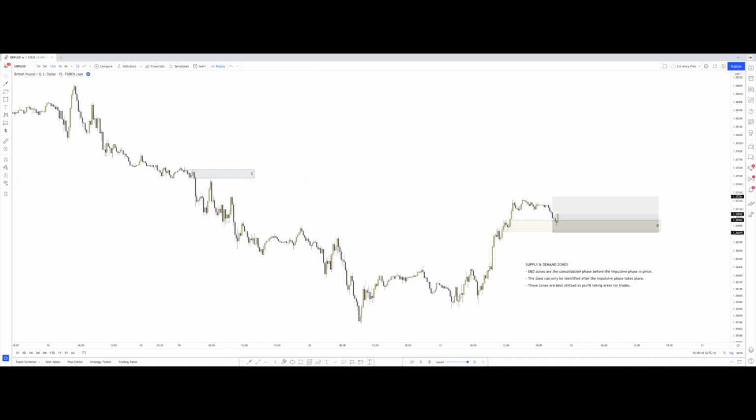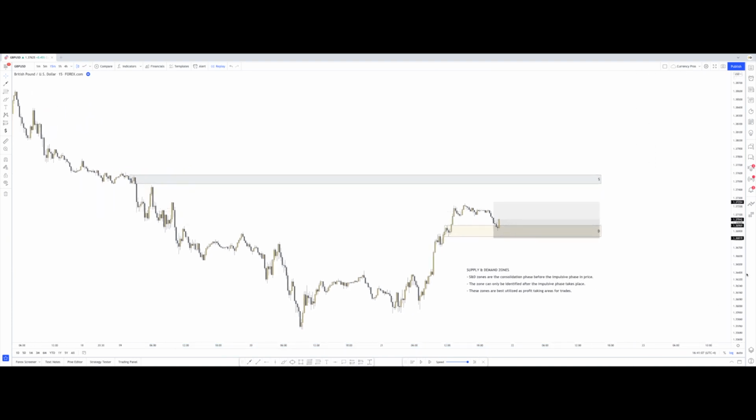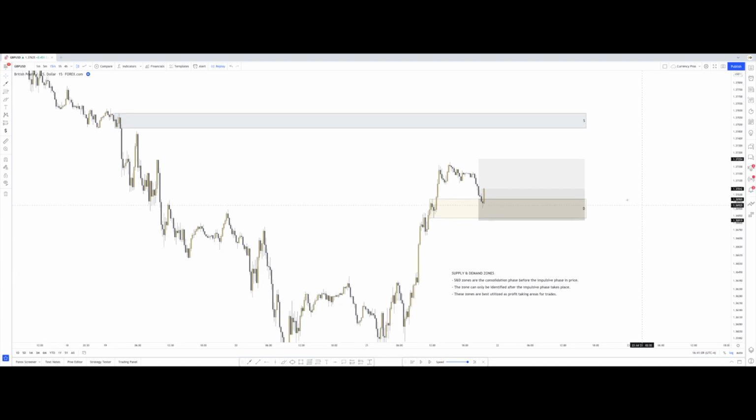You see, price pushed away impulsively from that consolidation phase right here. We pushed away from it very impulsively and then traded back up, but didn't quite reach that zone. So this is still an unmitigated supply zone. So this could provide a great area for taking profit. So if I just drag that over to the right, just so we can visualize it a bit better, we can then set our target to the beginning of that zone, right?